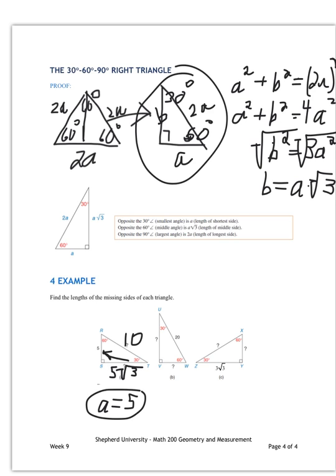The next one, we're not given the side across from the 30-degree angle. Instead, the hypotenuse is given. So if you remember, the hypotenuse side is the 2a. And if 2a was 20, then a must be 10 in this triangle. A is across from the 30 degrees, so I could just insert that in there right away. And across from the 60 degrees is always a root 3, or 10 root 3.